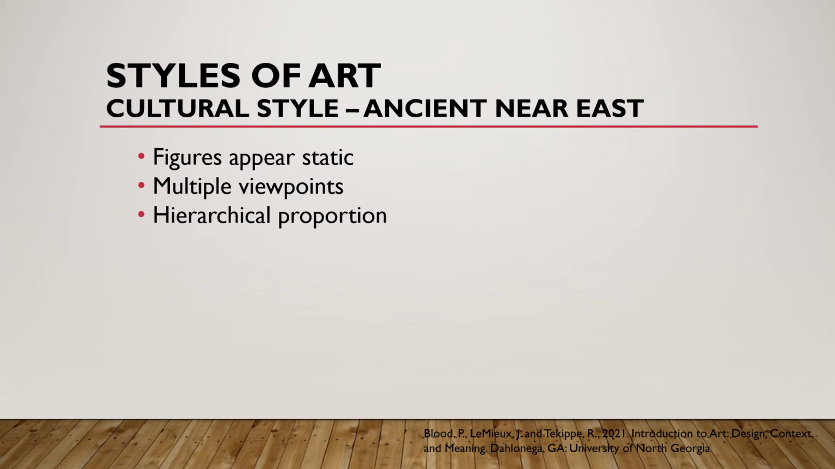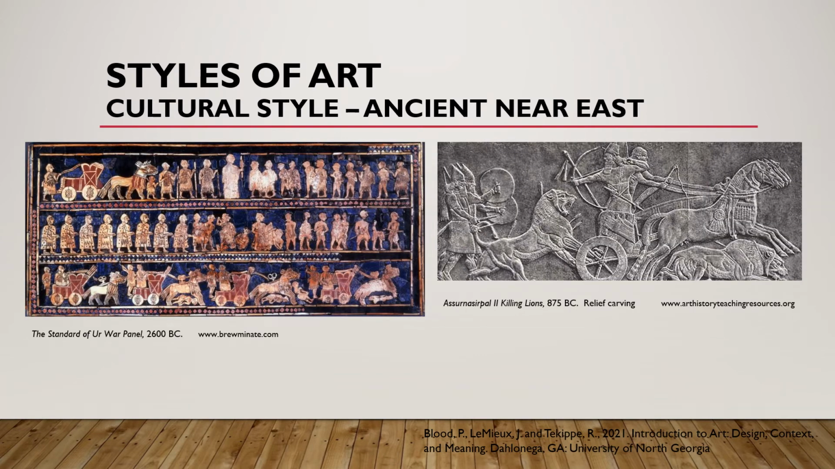So some of the most interesting art that I think are those coming from the ancient Near East. In this kind of style of art, you have figures that appear very static. You see multiple viewpoints at the same time, and you have a hierarchical proportion as far as figure sizes go. Here we see art produced from about 2600 to 2400 BC in Mesopotamia. Figures of this period show enough detail that we can see the subject of the artwork as human bodies.